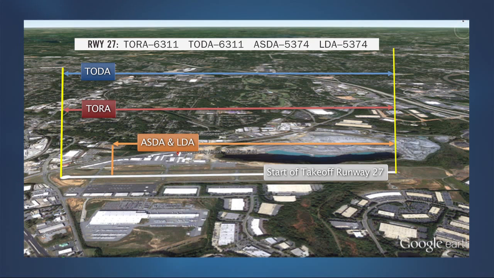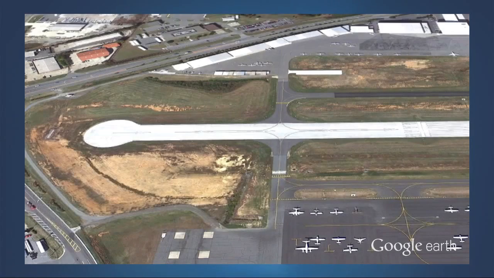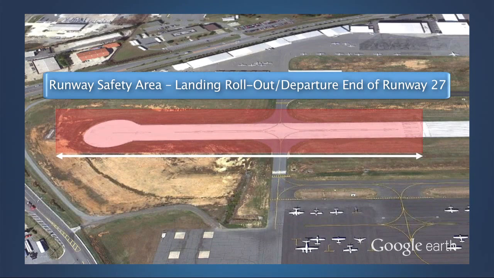As you can see from this view, the Cobb County McCollum Airport's runway 27 has a physical length of 6,311 feet. However, both the declared accelerate stop distance and the landing distance available are 5,374 feet. This is 937 feet shorter than the physical runway length. There is no displaced threshold on runway 27, so some pilots may wonder why these distances are reduced. The last 937 feet of runway 27 is used to satisfy the requirement for a 1,000-foot runway safety area.